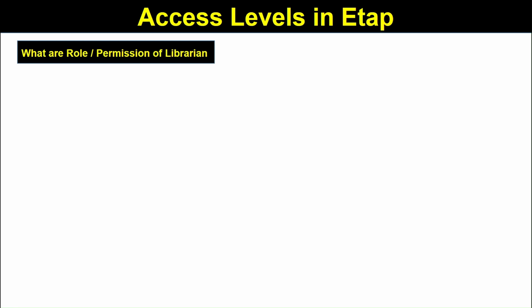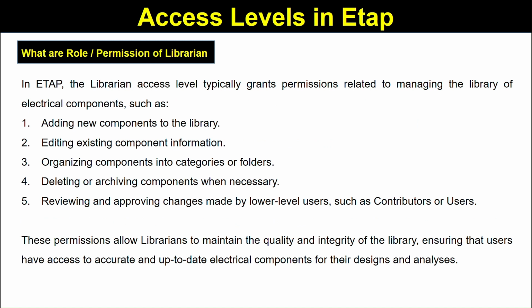What are the roles and permissions of a librarian? In ETAP, the librarian access level typically grants permissions related to managing the library of electrical components, such as adding new components to the library, editing existing component information, organizing components into categories or folders, deleting or archiving components when necessary, and reviewing and approving changes made by lower-level users such as contributors or users. These permissions allow librarians to maintain the quality and integrity of the library, ensuring that users have access to accurate and up-to-date electrical components for their design and analysis.